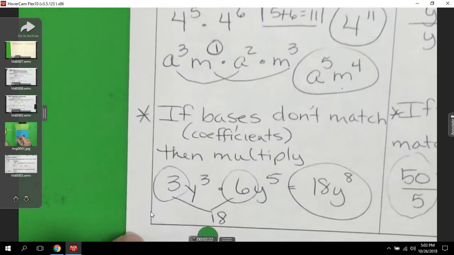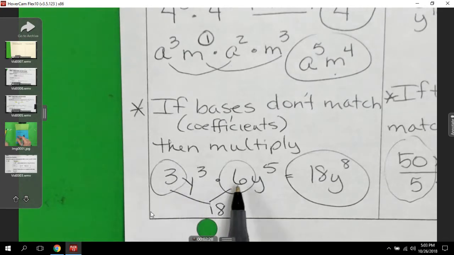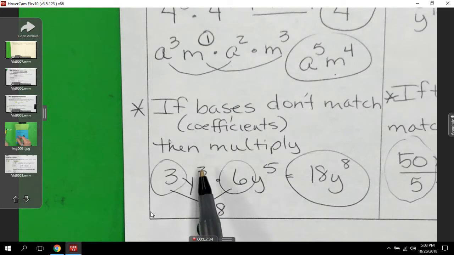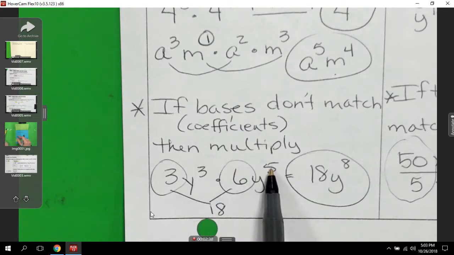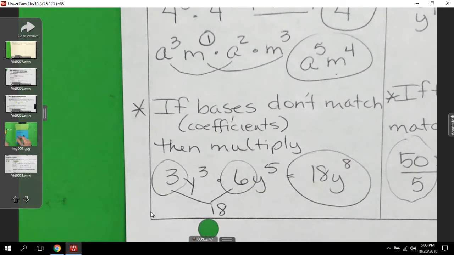Now, if by chance we have coefficients that don't match, since this is multiplication, we're going to multiply 6 times 3, which is 18. Y to the 3rd times y to the 5th, adding its exponents because y is the base number and it's the same. 3 plus 5 is 8. So our entire answer is 18y to the 8th power.